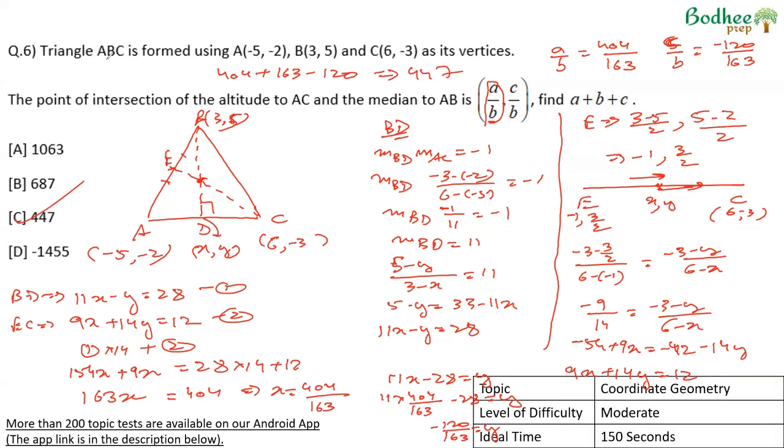Again, a difficult question, easily 2.5 to 3 minutes to solve because a lot of calculation is involved. Even the values of a, b and c are not small values which could be found easily. The calculation will be time consuming.